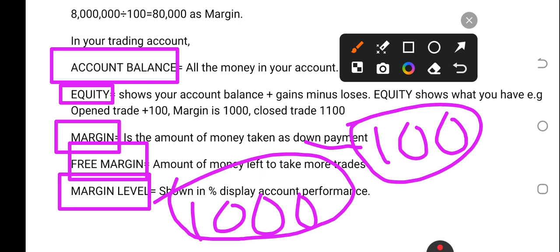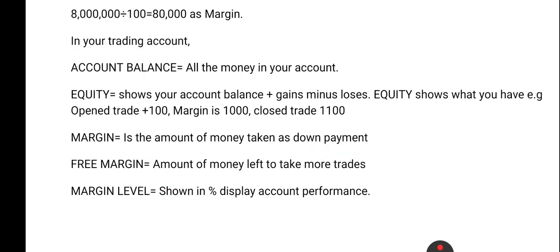Alright. Now the margin level is shown in percentage, which is the last one. It displays your account performance. Sorry. There's what we call margin call. Margin call. C-A-L-L. Just like to call.